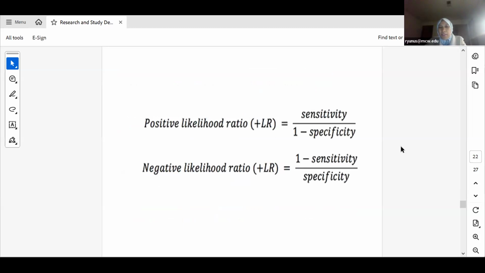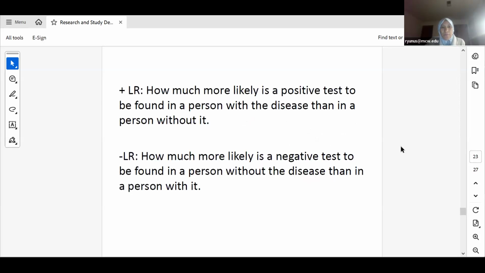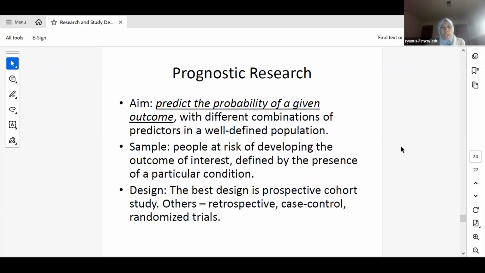Okay, so these are some other metrics that you can calculate. You can also calculate the positive likelihood ratio and the negative likelihood ratio. There are formulas for these, but I think this is not something that we need to know at this stage. We can talk about it more later.